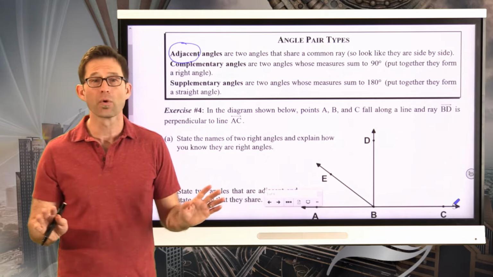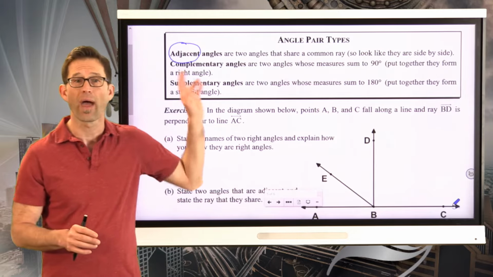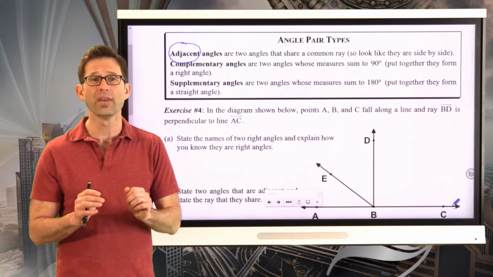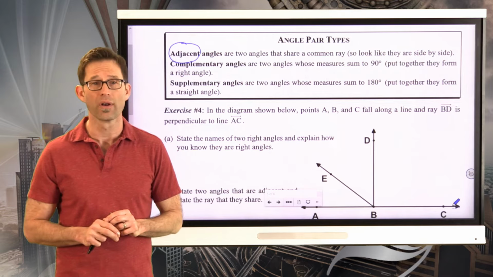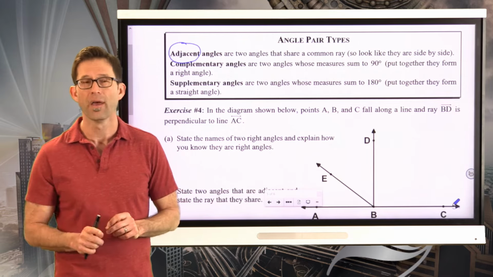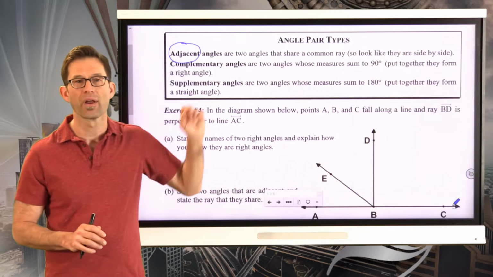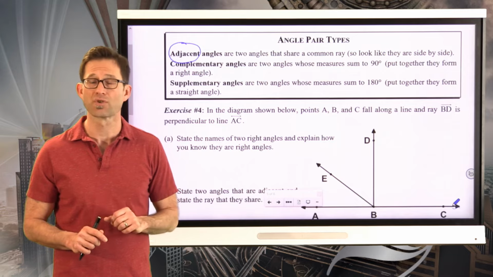Okay? Now, don't get me wrong, complementary and supplementary angles don't have to be sitting side by side. They don't have to be adjacent. Any two angles that add up to 90 degrees are complementary, and any two angles that add up to 180 degrees are supplementary. But visually speaking, when put adjacent to each other, complementary angles would form a 90-degree angle, supplementary angles would form a straight angle.